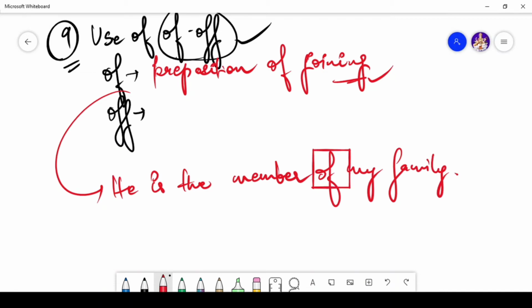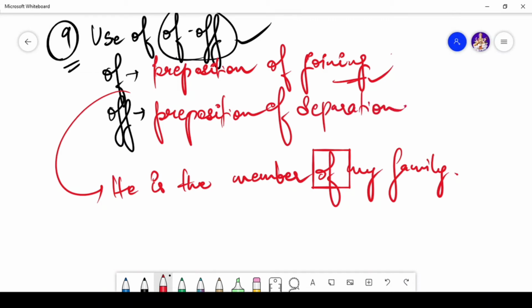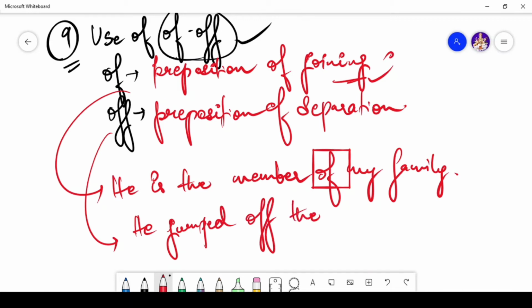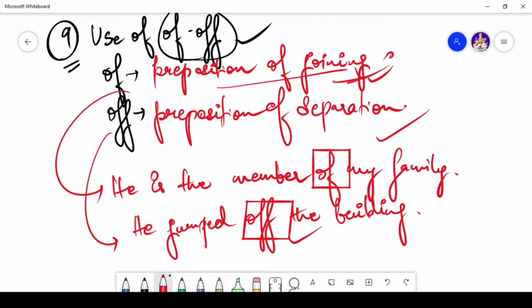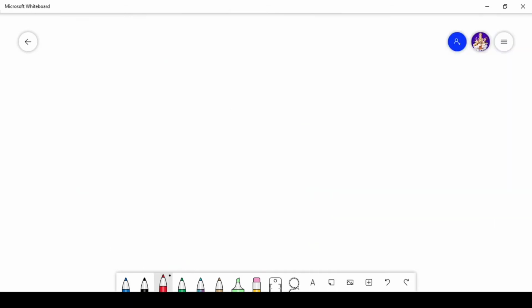Or if I'm saying OFF, that means it is again a preposition, but it is an opposite preposition, a preposition of separation. Like if I say that he jumped off the building. So again, OFF basically shows preposition of separation, while preposition of joining is shown by the help of OF. Okay, so remember the minor difference between the two.